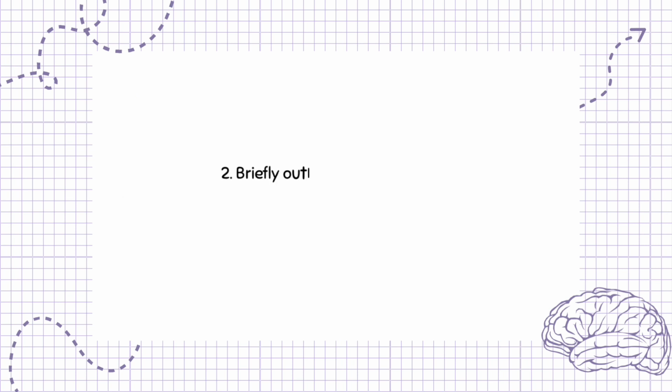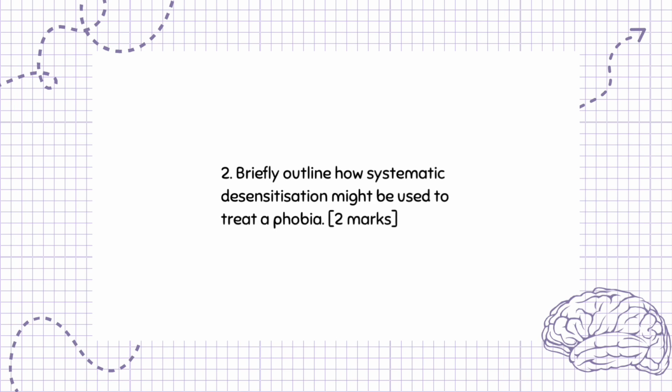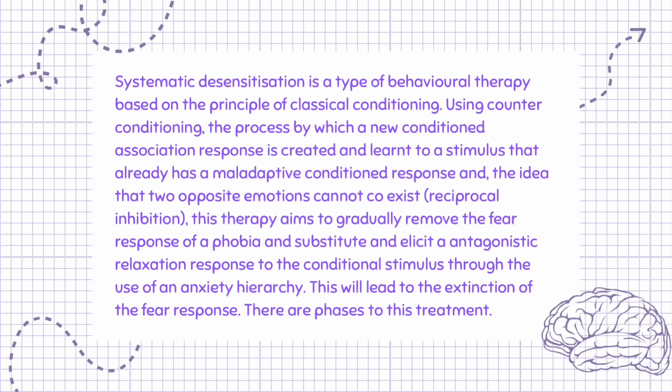Question 2. Briefly outline how systematic desensitization might be used to treat a phobia. 2 marks. Systematic desensitization is a type of behavioral therapy based on the principle of classical conditioning. Using counter-conditioning, the process by which a new conditioned response is created and learnt to a stimulus that already has a maladaptive conditioned response, and the idea that 2 opposite emotions cannot coexist, reciprocal inhibition.